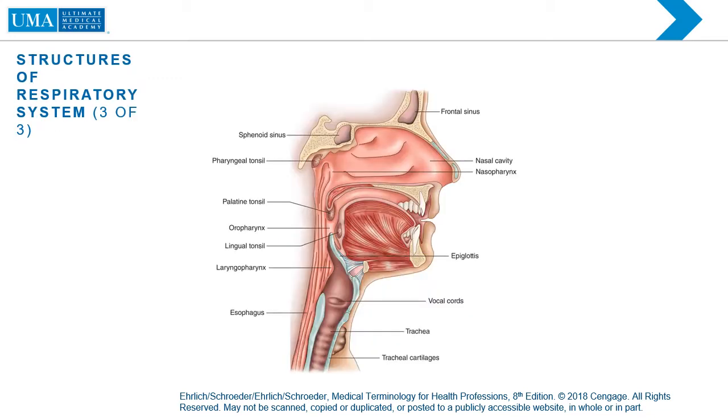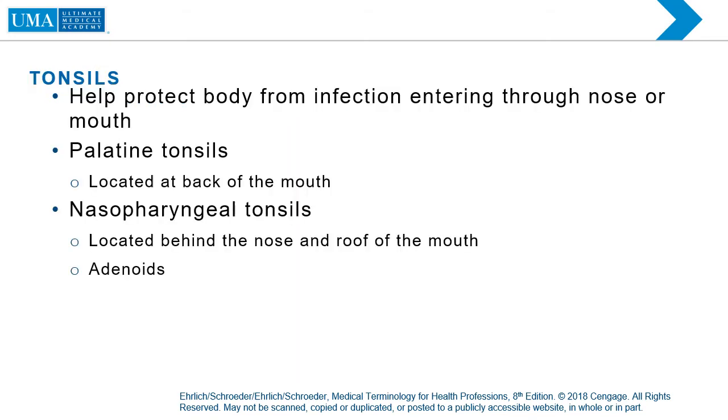Our mucous membranes help moisten, warm, and filter the air entering the nose. Our tonsils and adenoids are part of our lymphatic system. They both help to protect the body from infection coming through the nose or the mouth. The tonsils you may also hear referred to as the palatine tonsils, and these are located at the back of the mouth, or the posterior of the mouth. And the adenoids, which you may hear referred to as the nasopharyngeal tonsils, are a little higher up and sit behind the nose at the roof of the mouth.